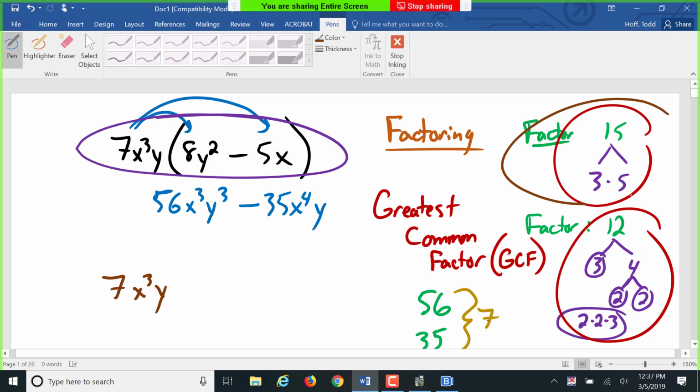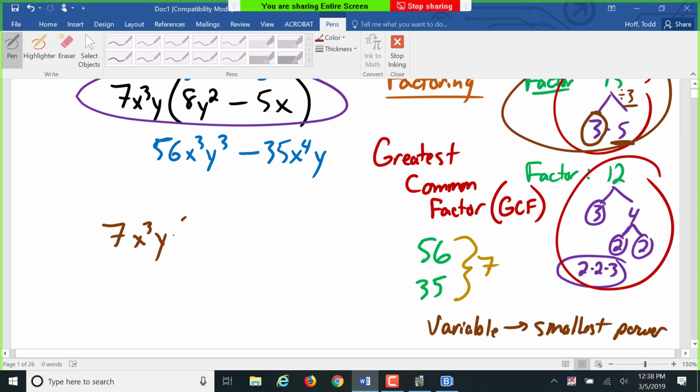Now, when we were working with our numbers, we found the first factor. We found that 15 was divisible by 3, so that 3 is a factor of 15. To find the other number, we did 15 divided by 3 gave us that 5. We do the same thing over here. To find the other number here, we take that and we divide it by that factor, that greatest common factor of 7 x to the third y. So what is 56 x to the third y to the third divided by 7 x to the third y?